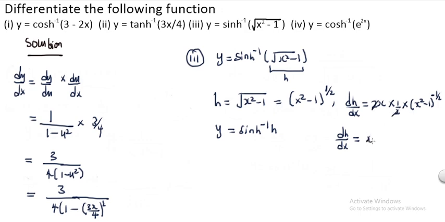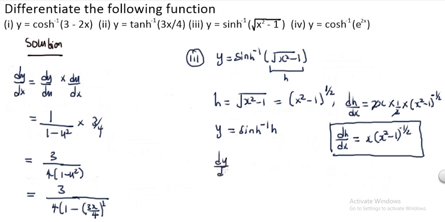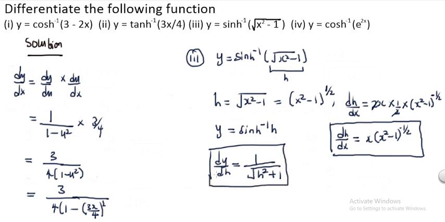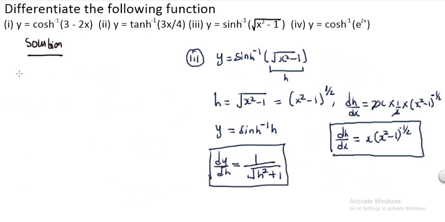And then we have x(x² − 1)^(−1/2). So I'll bracket this. For this part, dy/dh will be equal to 1 over √(h² + 1). So at this point, we can use our chain rule to solve the rest. Using our chain rule, dy/dx will be equal to dy/dh times dh/dx.